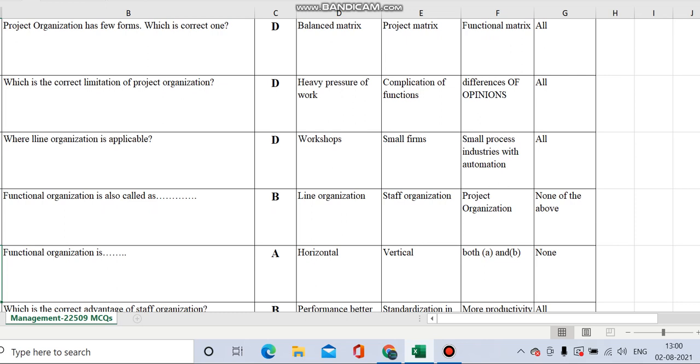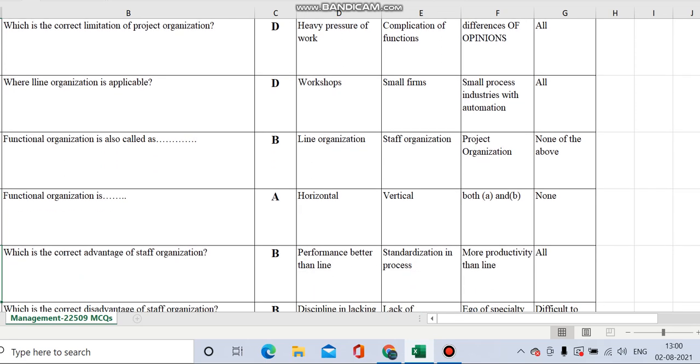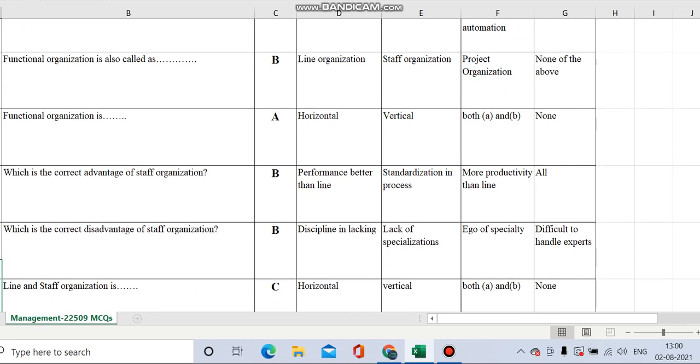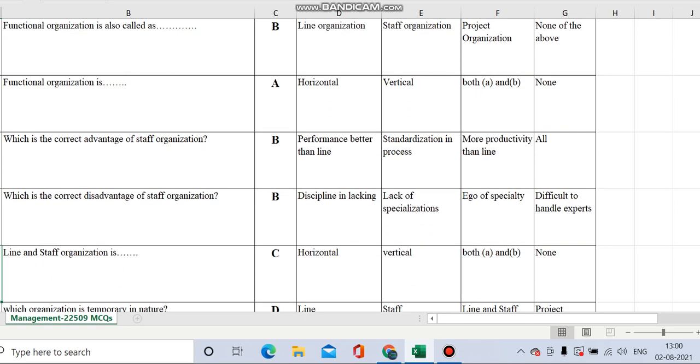Where line organization is applicable? Line organization, it is applicable in workshops, small firms, small process industries with automation. Functional organization is also called as staff organization. Functional organization, it is also known as horizontal organization. Which is the correct advantage of staff organization? Standardization in process, it is the correct advantage.